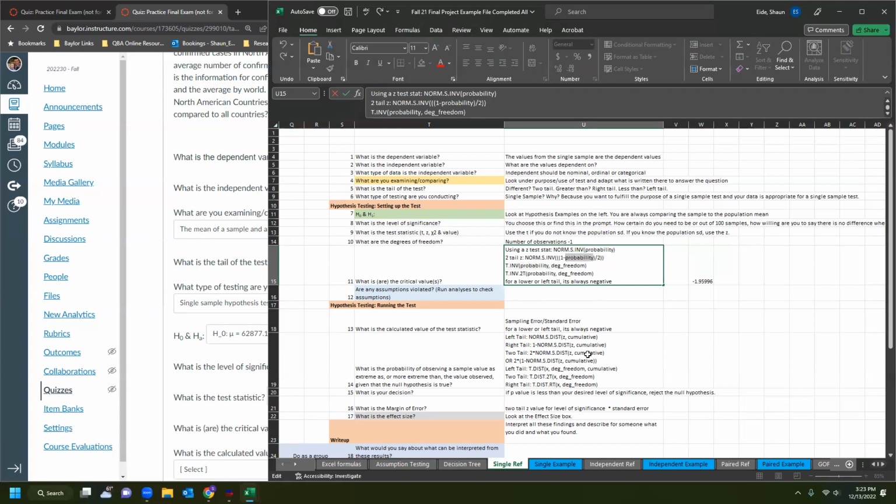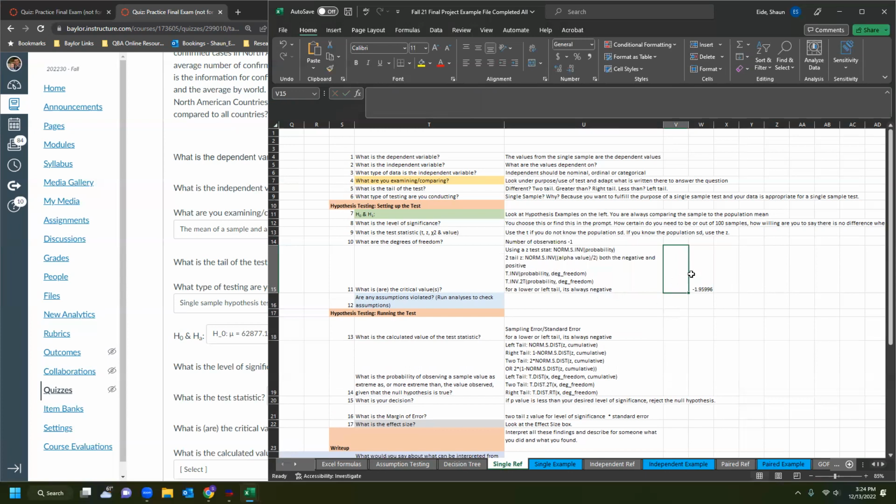I really should change this to alpha divided by 2. Okay, so alpha value divided by 2 is what you need to do here. And so let's just go ahead and do this. Alpha value divided by 2. And so that gives you the negative, and you need to put both the negative and positive. And so it's negative 1.96 and positive 1.96.